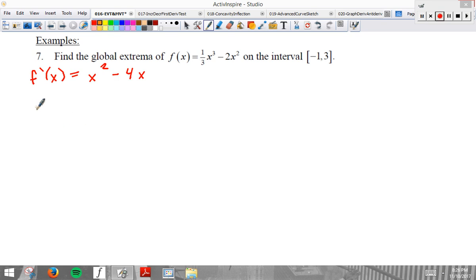So we will have two possibilities to find the critical numbers. The first, f prime of x equals 0. So we need to write this equation down. Do not skip writing this down. That will be true when x squared minus 4x equals 0, which would be x times x minus 4 equals 0, or x equals 0 or 4.